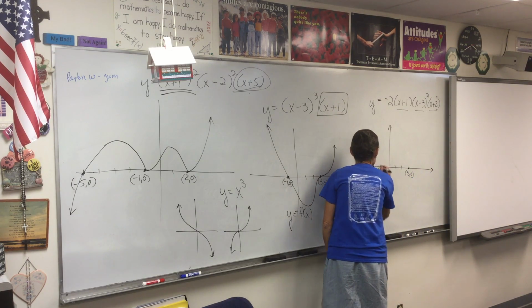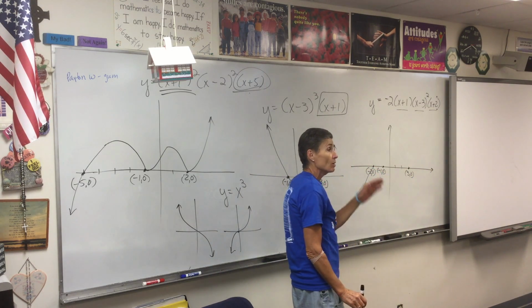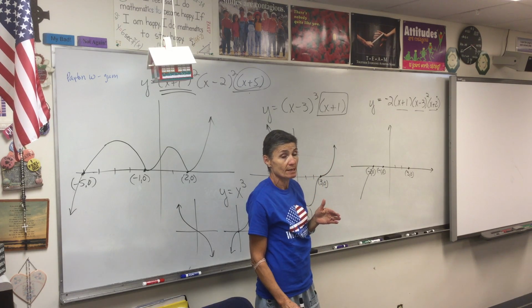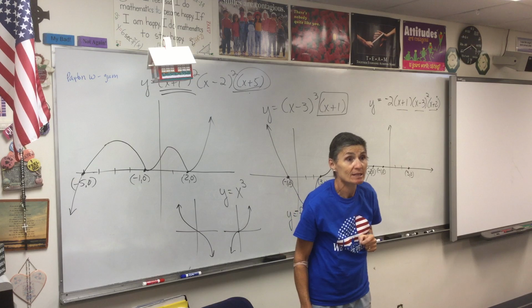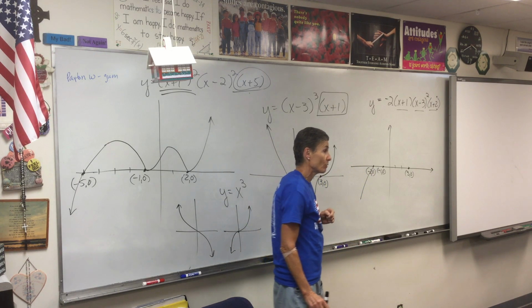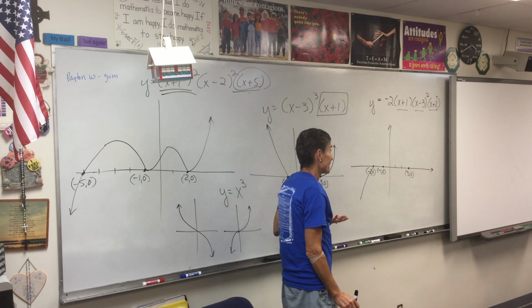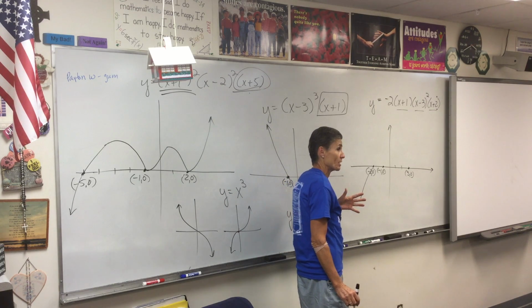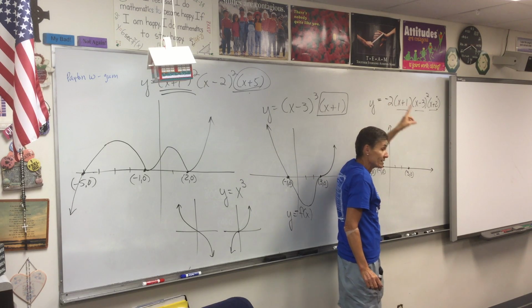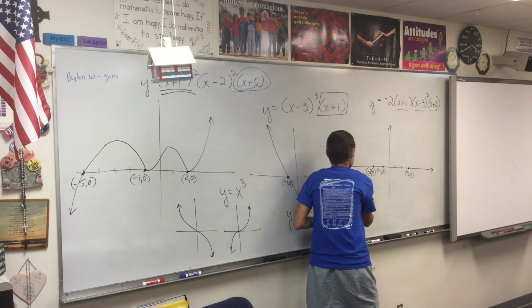So it's going to start down here. Now, don't worry about the 2. We're not plotting any other points. All you have to worry about is the negative. Okay? You don't need to worry about the 2. If we were plotting points, we'd have to take that into account. But we're just sketching. What you do have to pay attention to is the negative, though, because that turns it upside down.